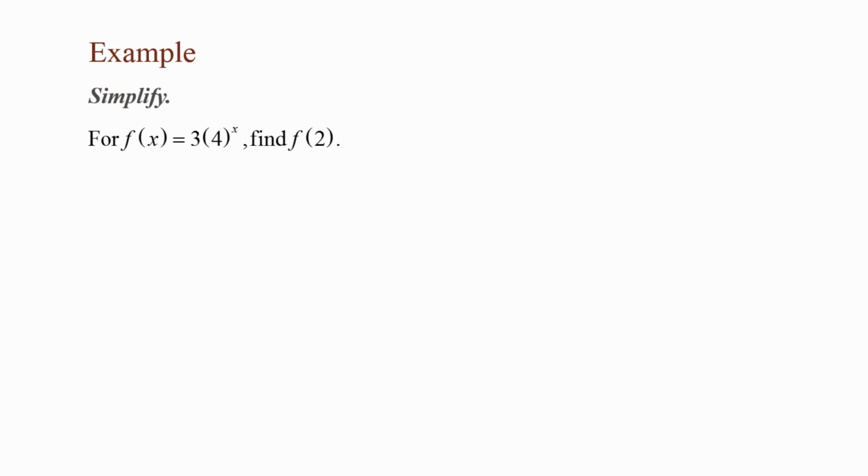In this example, simplify. For f of x equals 3 parentheses 4 to the x power, find f of 2. So for f of 2, everywhere we see an x, we're going to put 2. So I have 3 parentheses, 4 close parentheses to the second power. 4 squared is 16. 3 times 16 is 48. F of 2 equals 48. When I have an input of 2, I have an output of 48.